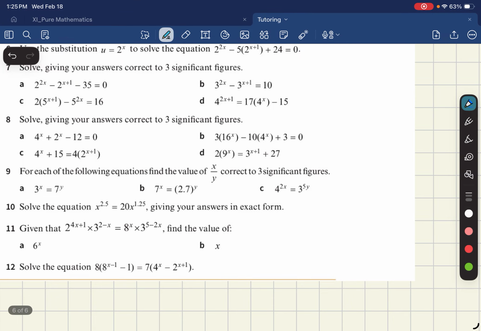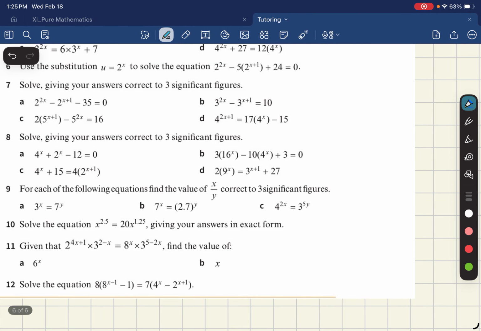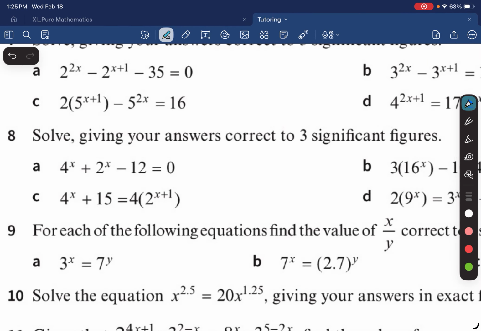And question 8 is, again, the same question. It's just phrased a bit differently, but it's the same question. Why? Because if I look at 4, 4 is 2 squared. So this is 2 to the power 2x plus 2x, right? And we've looked at this before. So 4 is 2 squared to the power x.